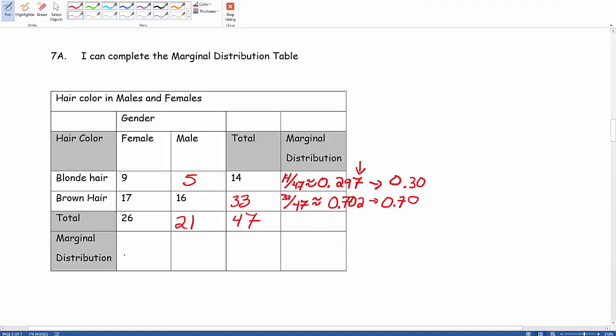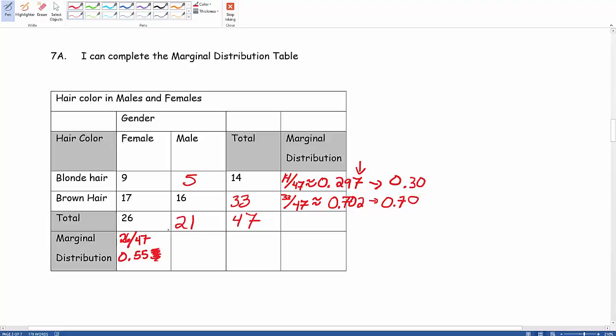Now looking at our marginal distribution for the females. Just looking at the females, we have a total of 26 out of 47. In which case we end up with a decimal value of 0.553, or just 0.55, because we're again looking at the 1,000th place to round the 100th.